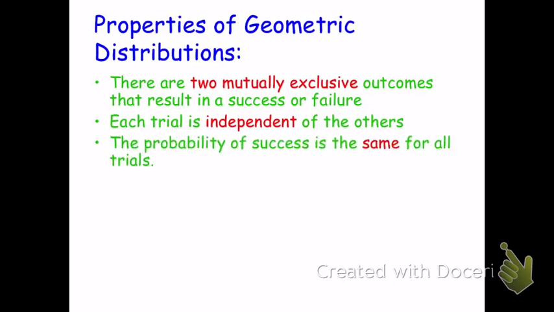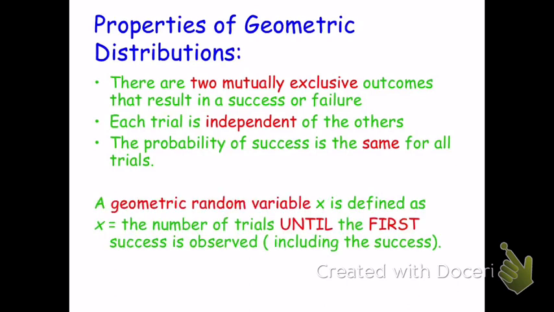Probability of success is the same for all trials. So that means that my probability is not changing. So second and third bullet kind of go hand in hand. And then this is what is different. With binomial, it says fixed number of trials. Like I'm going to say out of 10 people, out of 5 rolls, something like that. Geometric is the number of trials until the first success is observed.